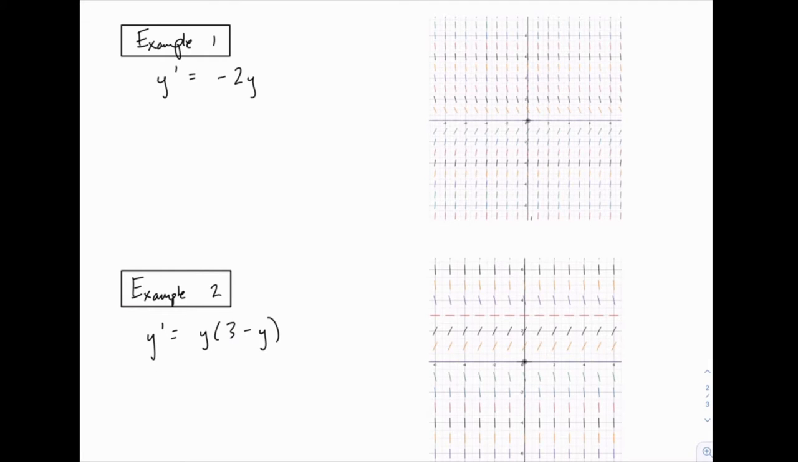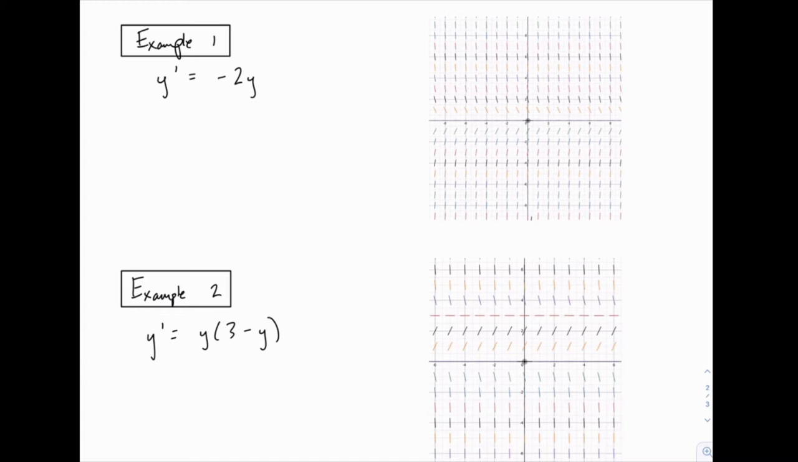Let's look at a few examples of slope fields and see what we can observe about them. These examples have all been drawn for us, so we'll tend to, as much as possible, avoid the tedious problem of drawing a slope field by hand. It's more interesting to observe them and draw conclusions from them.